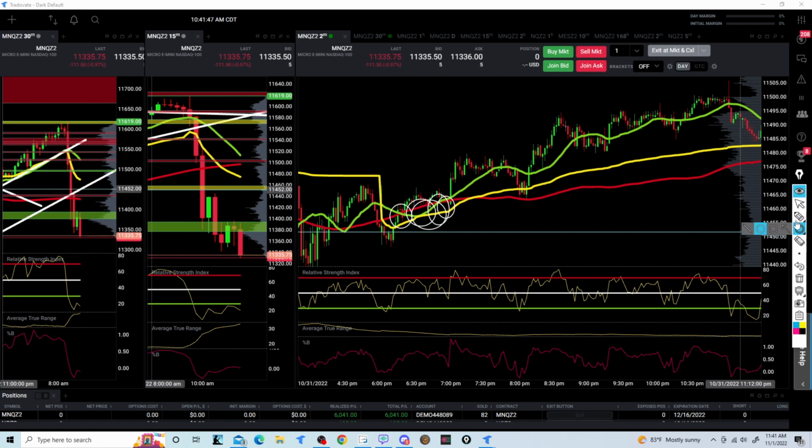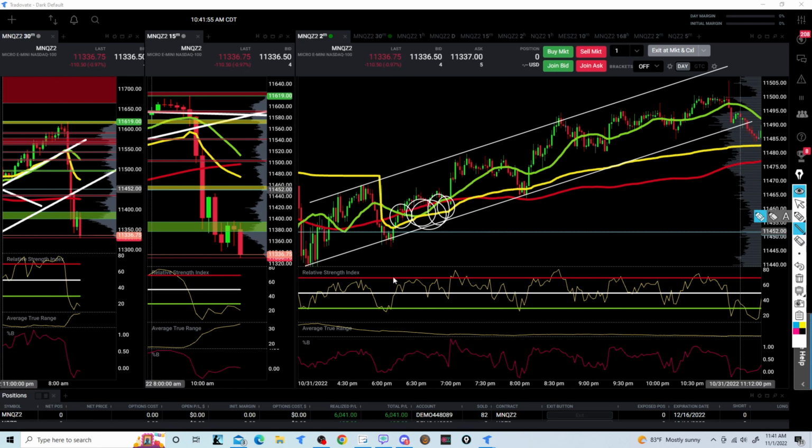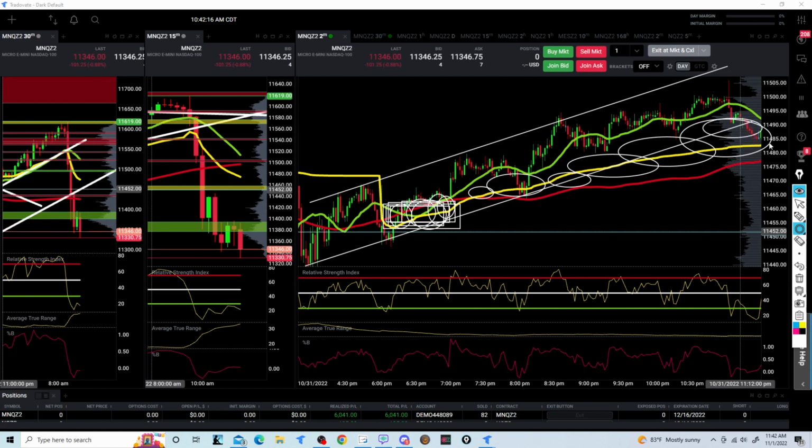Again, some of you now might start seeing this, but we're not talking about that yet. Now this is a channel, but it started forming here. All of your 20, your 200, and your VWAP were too closely knit together to validate or take any type of trade. You want them to be moving away from one another.